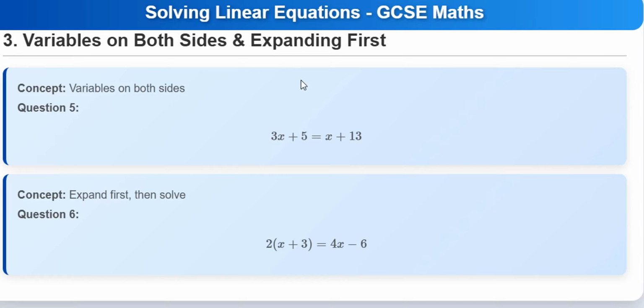How about if you have variables on both sides? Like in this case, we have 3x plus 5 is equals to x plus 13. So meaning we have x on this side and x on this side.